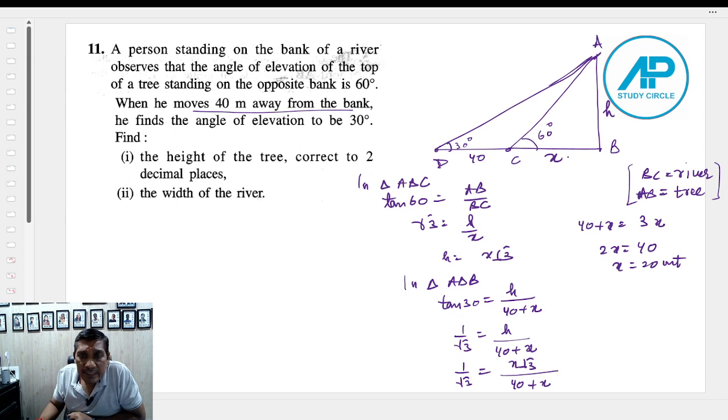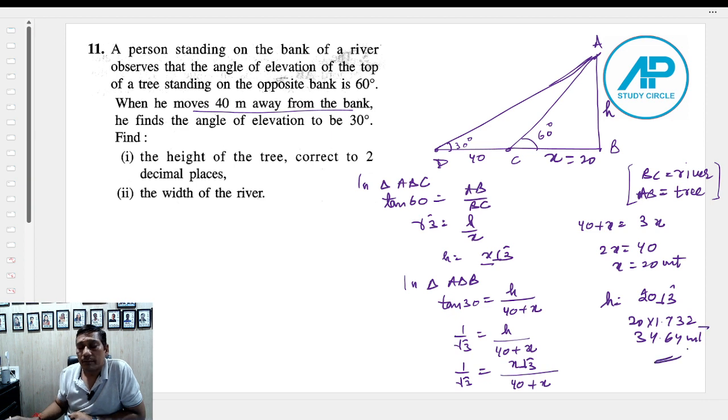So this gives me exactly 20 meters as the value of x. Put this x here and the height is 20 root 3. 20 into 1.732 is 34.64 meters.